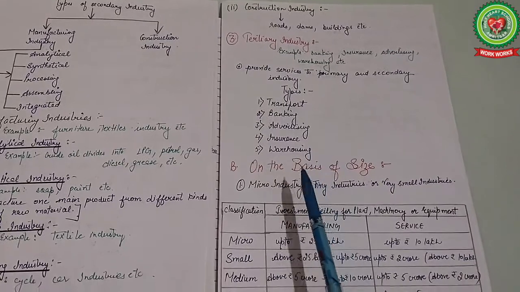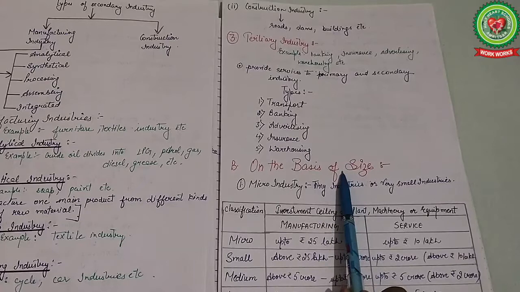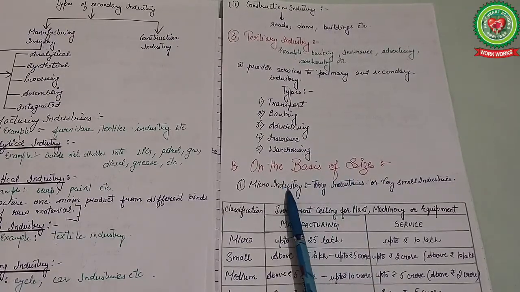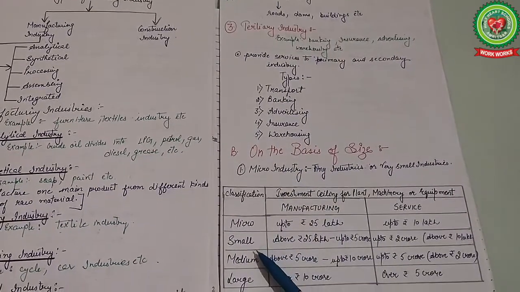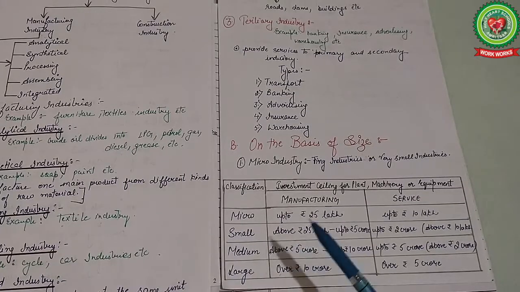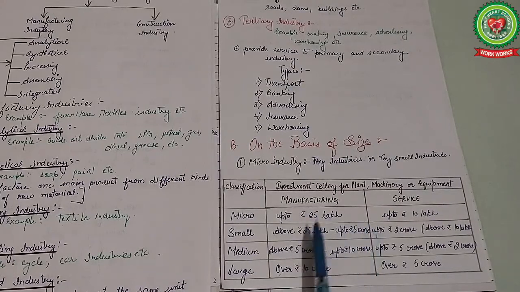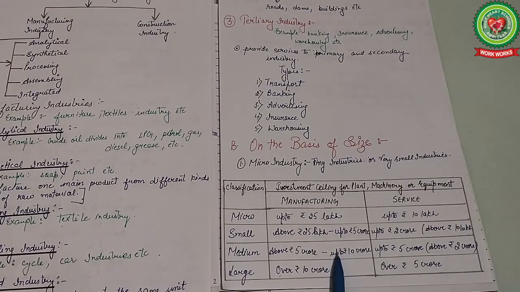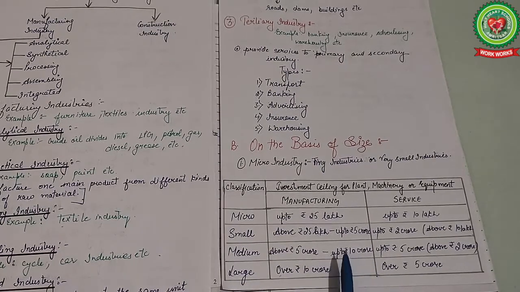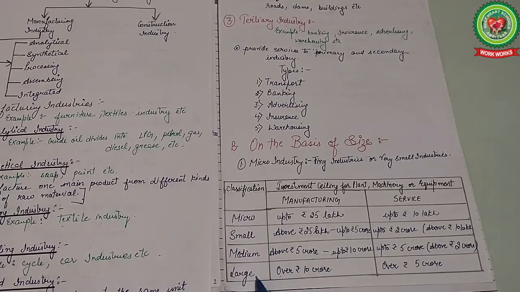Clear? So next one is the basis of size. Industries are classified on the basis of size. It includes the micro industry, small industry, medium industry, and then the large industry. The investments differ from the investment purpose, like how many plant and machineries are involved. It differs across micro, small, medium and large industries.